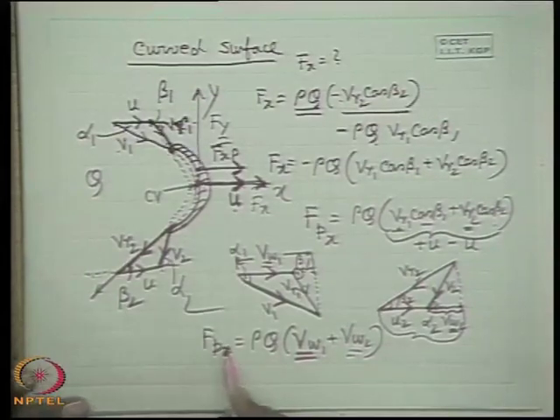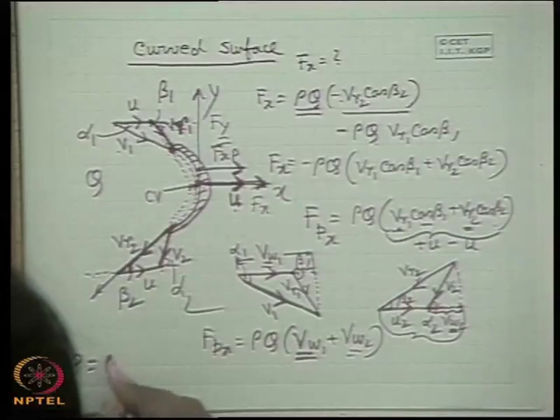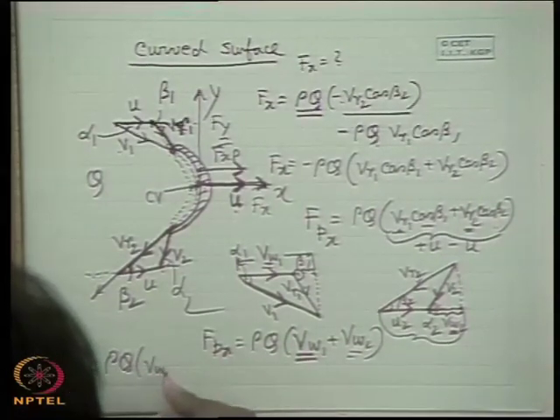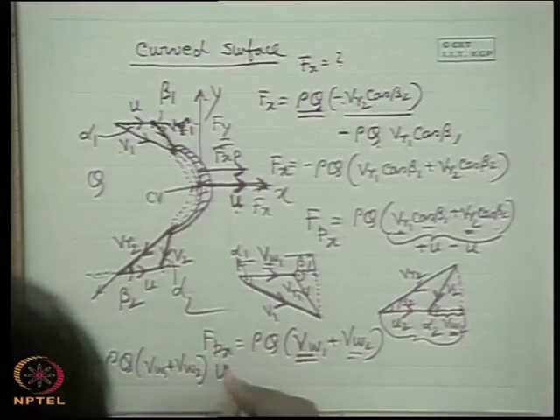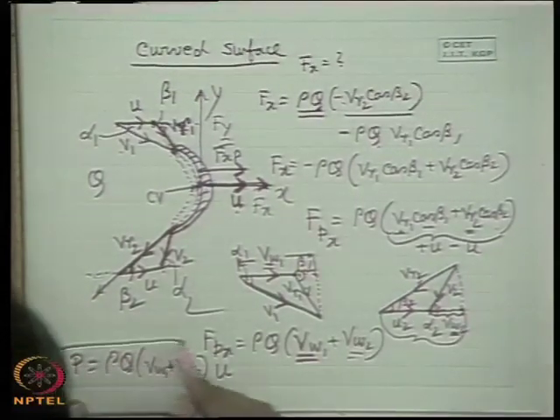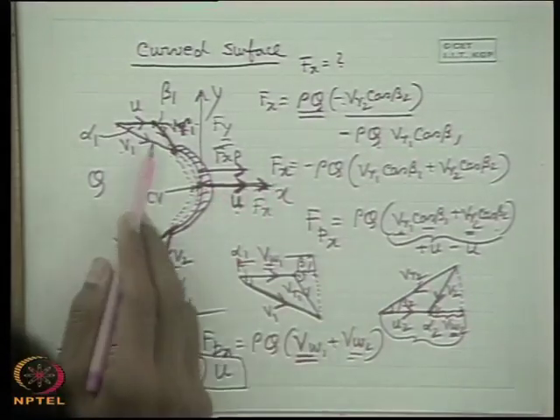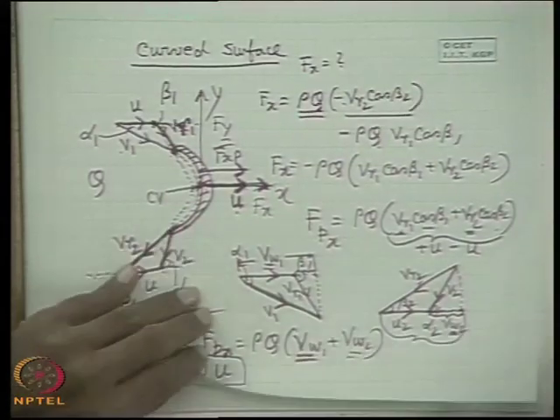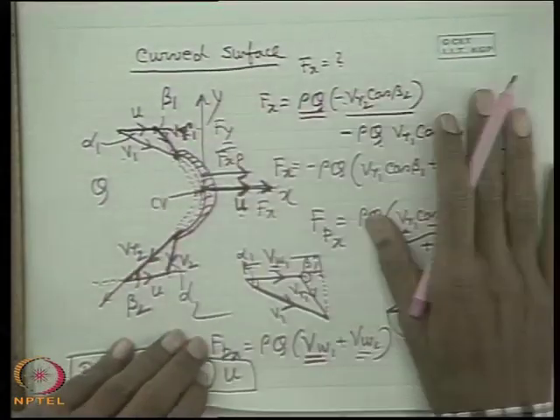So this is Fpx. Now we can find out what the power is. Power is rho q, that is the rate of force, rho q (Vw1 plus Vw2) into simply u. So this is the power developed because of the motion of the curved surface in this direction due to the flow of the liquid through the curved surface.